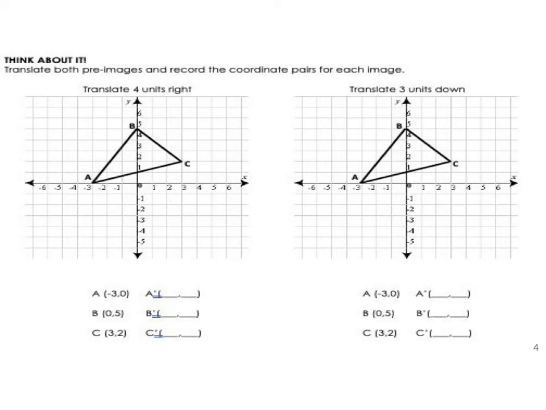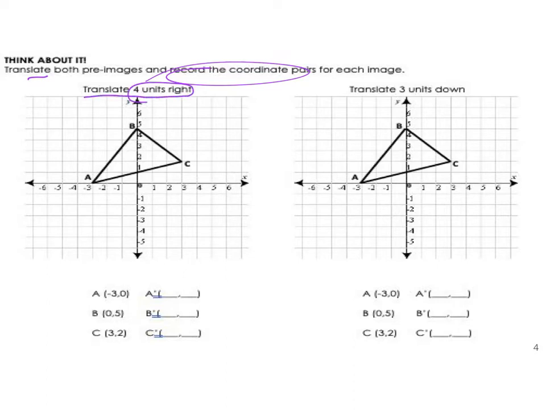Okay, so for the think about it, let's see how you did. We're translating and recording the coordinate pairs. So hopefully you finished your mini lesson already and you're comfortable with coordinate pairs. So this one says translate 4 units to the right.